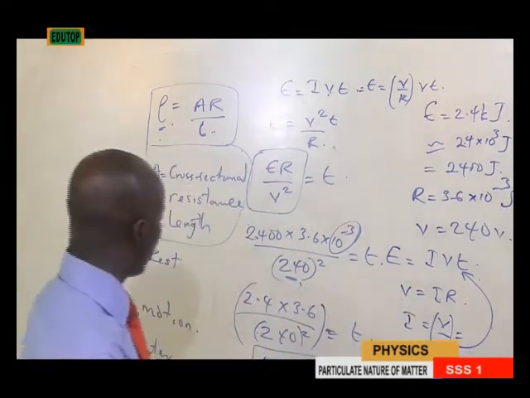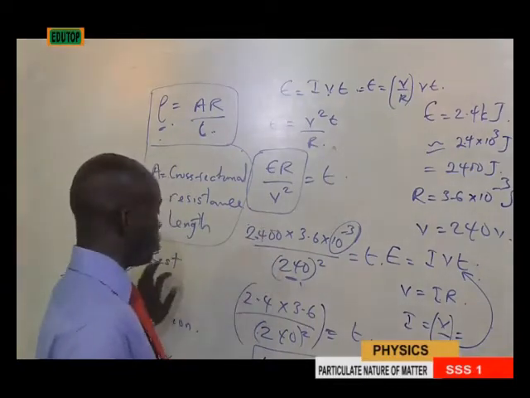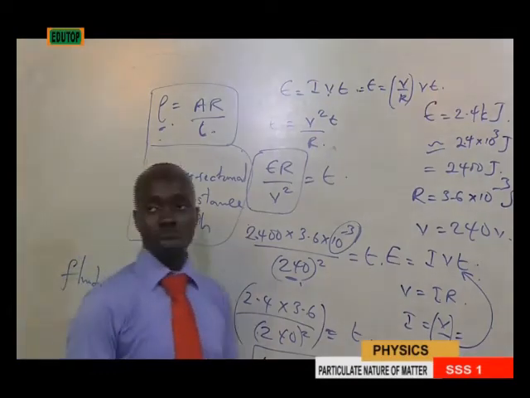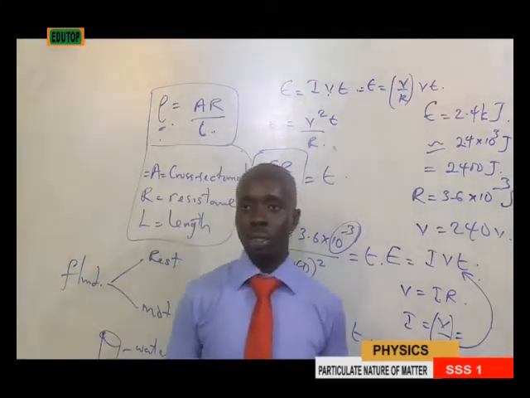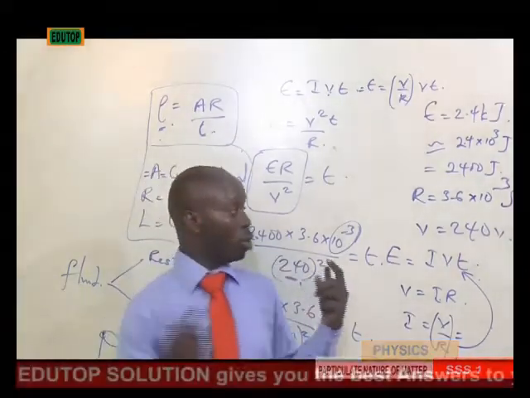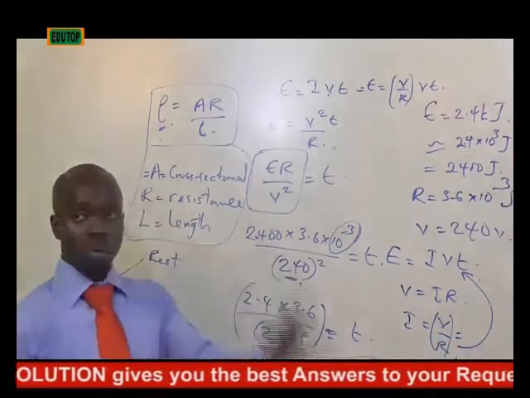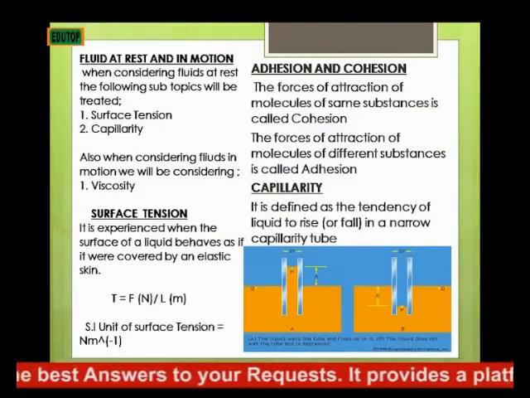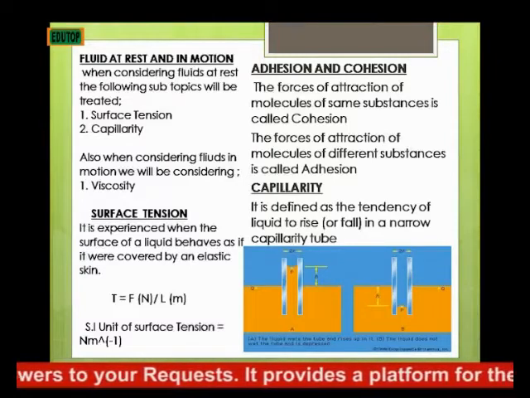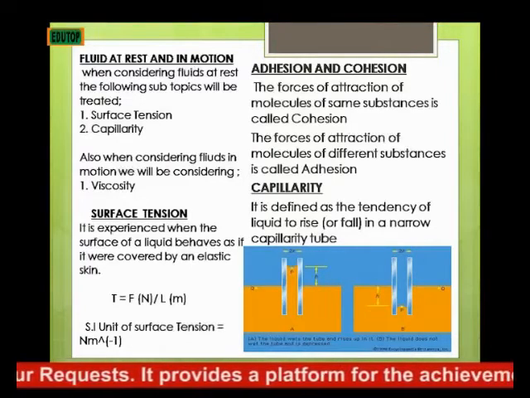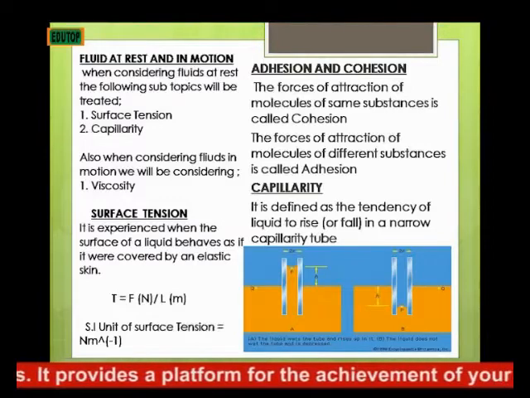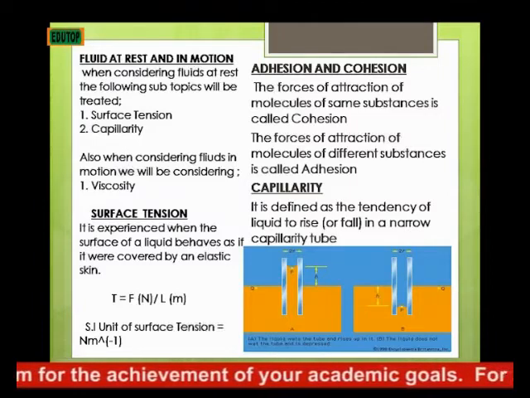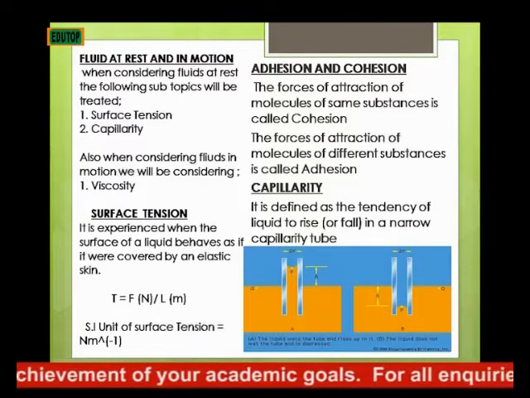So we're looking at some characters of fluid when they are at rest, and also some other characters of fluid when they are in motion. So let's start with the ones at rest. Number 1, we have what we call surface tension. Number 2, we have what we call capillarity. Sorry, the way I pronounced it. Capillarity and surface tension. So let's start with surface tension.